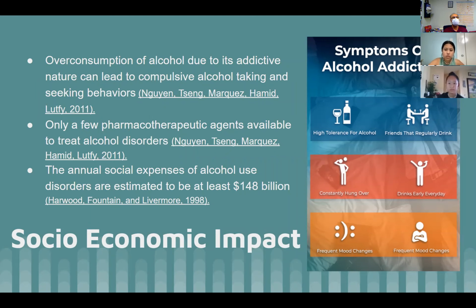Alcohol abuse and alcohol disorders also have a significant socioeconomic impact as a rising public health issue. Overconsumption of alcohol due to its addictive nature can lead to compulsive alcohol taking and seeking behaviors. Despite its prevalence and commonality, there are only a few pharmacotherapeutic agents available to treat alcohol disorders, partly because there is a lack of overall understanding of the specific neurobiological mechanisms that underlie the rewarding actions of alcohol consumption. The annual social expenses of alcohol use disorders are estimated to be at least $148 billion. Clearly, there is a need for more research and treatment of alcoholism, and advancement in this field would be highly helpful to society as a whole to decrease the cost to society and help those suffering from alcohol use disorders.